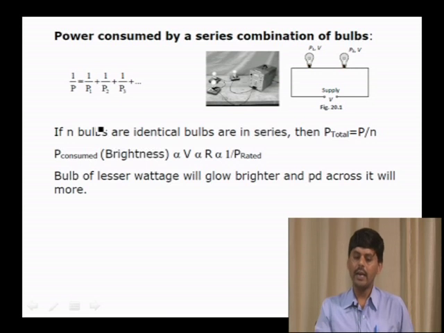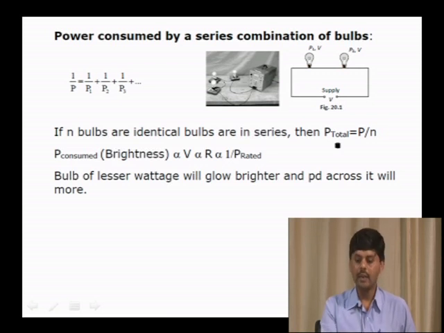Power consumed by a series combination of bulbs. When bulbs are connected in series, there are two different bulbs of equal voltage rating, say 60 watt 220 volts and 40 watt 220 volts, connected in series to the supply. We are going to calculate the power of this series combination: 1 by P is equal to 1 by P1 plus 1 by P2 plus 1 by P3, like this. This is the total power for the series combination.